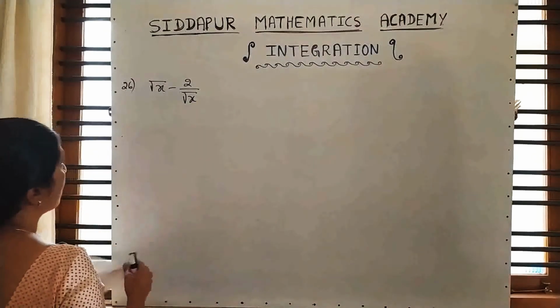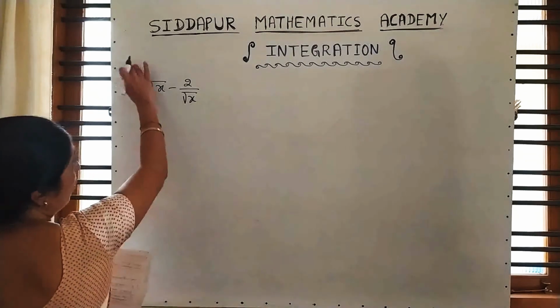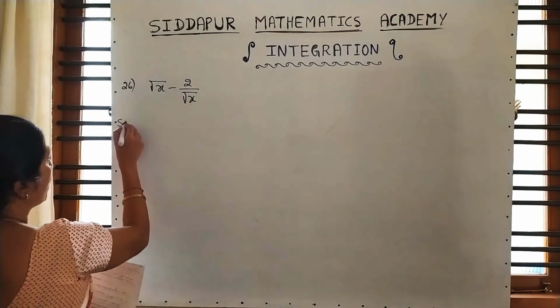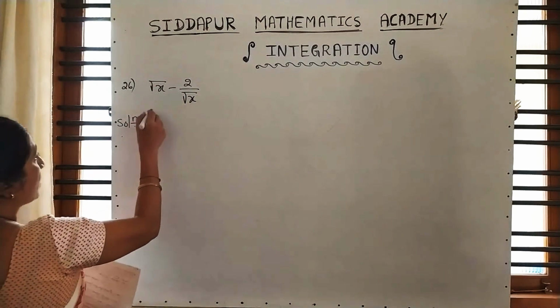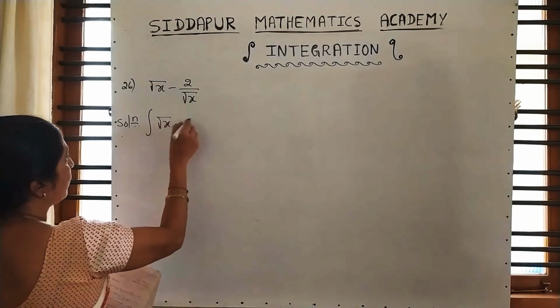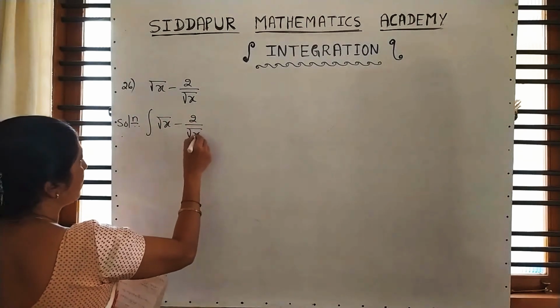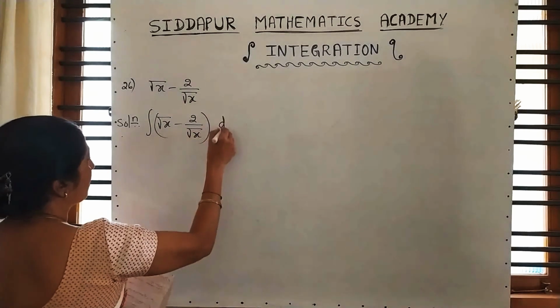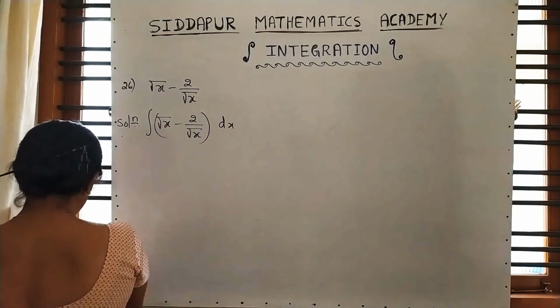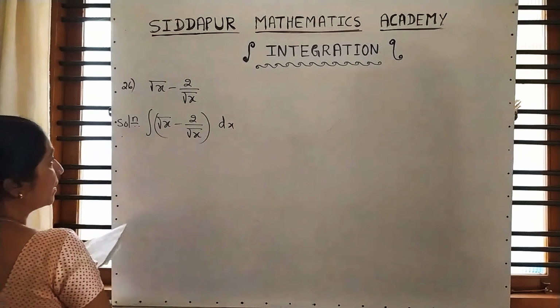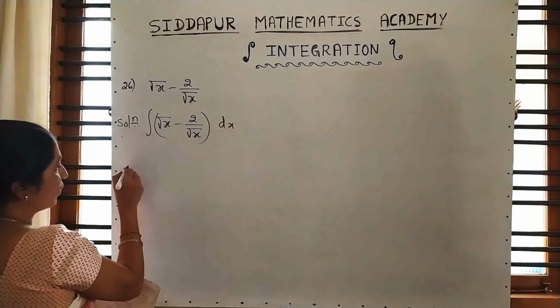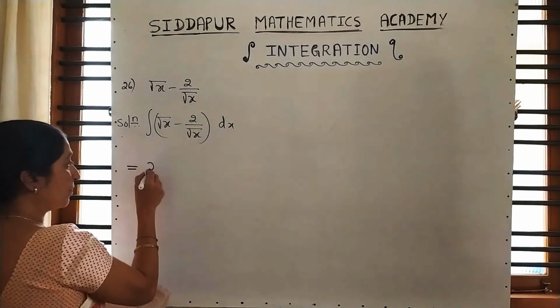See question number 26 here, same question. On the top, integrate the following with respect to x. In the starting we have to write the integration sign. Correct. Presentation is also very important. Here we don't know the integration of root x. Root x will be written as x to the power half.